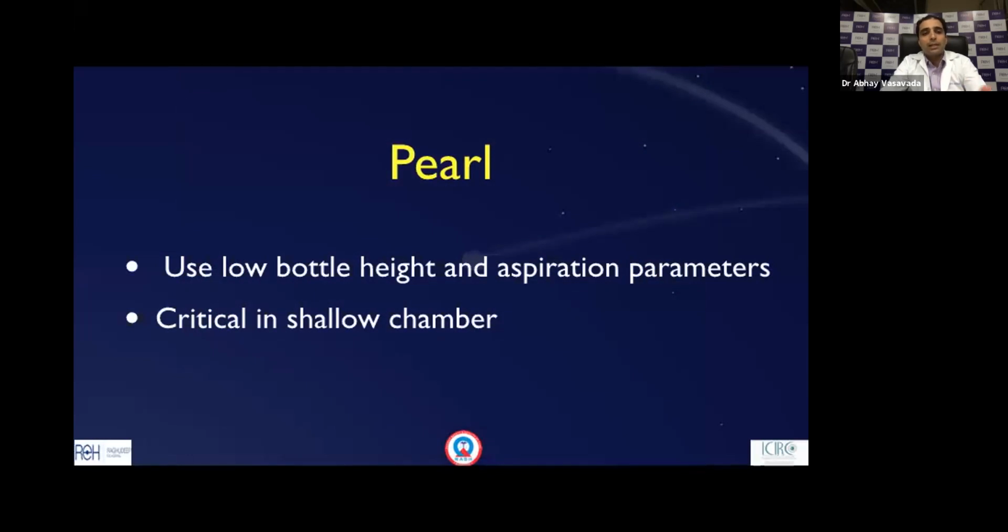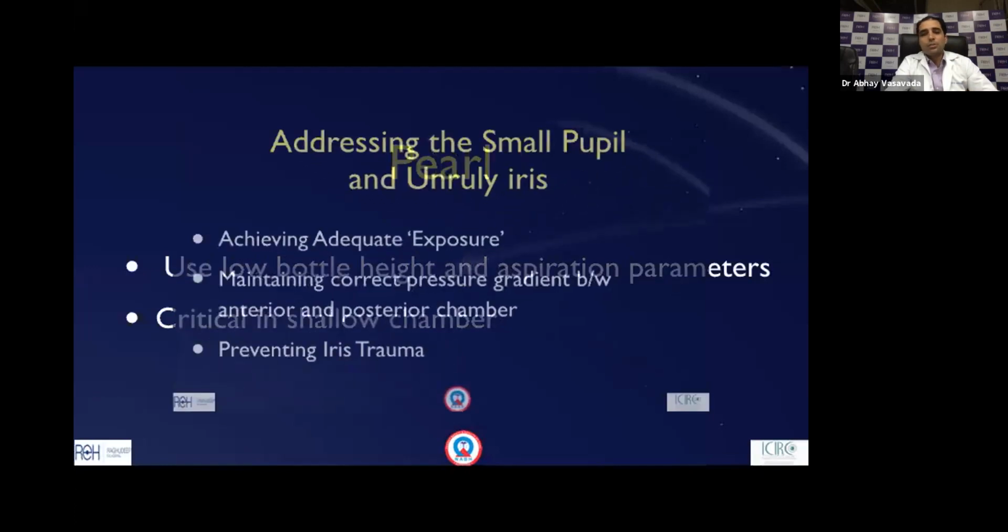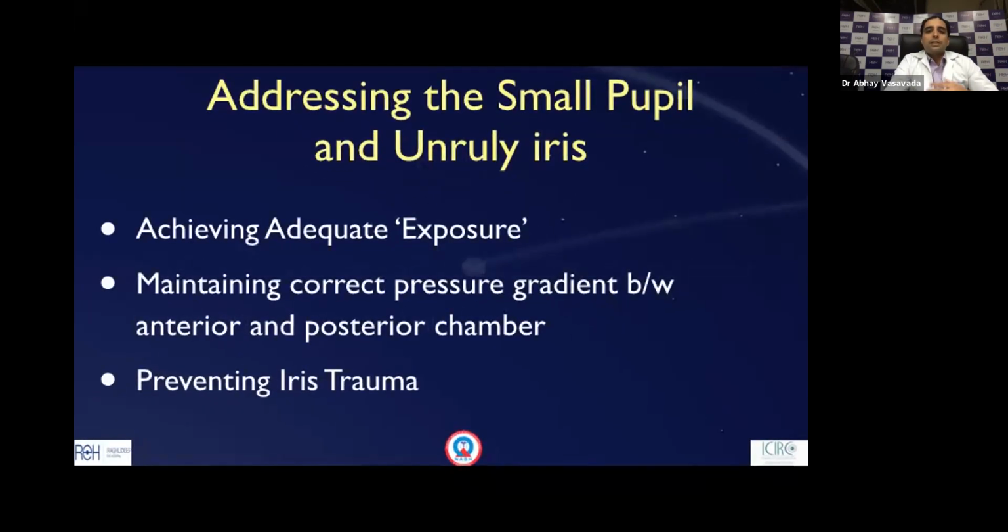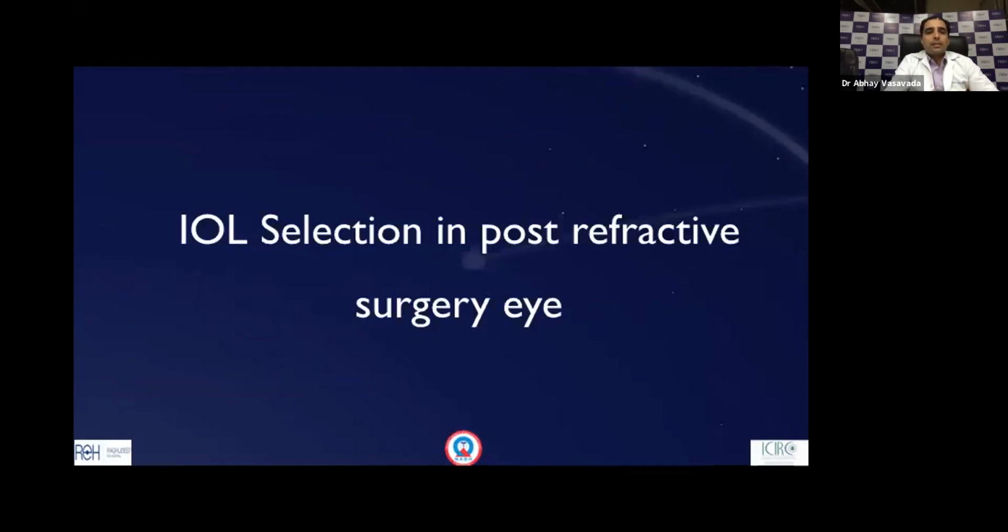This is even more critical in patients with small pupil and shallow chambers. By increasing the bottle height in a shallow chamber, the chamber is not going to deepen. In fact, the fluid will go behind the iris, leading to iris prolapse, further shallowing, further small pupil, and so on and so forth. So achieve adequate exposure and maintain the pressure gradient.